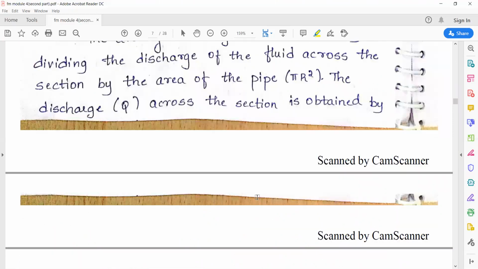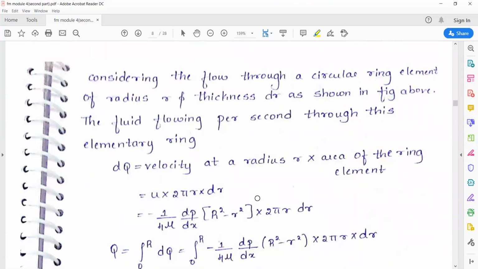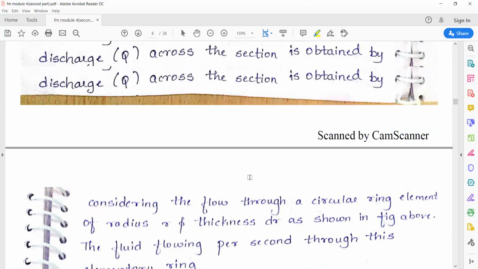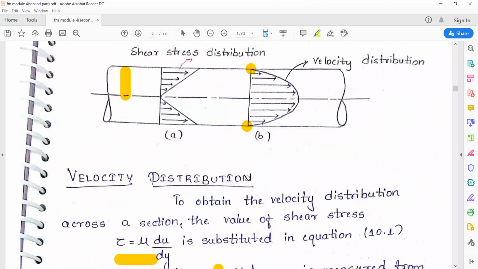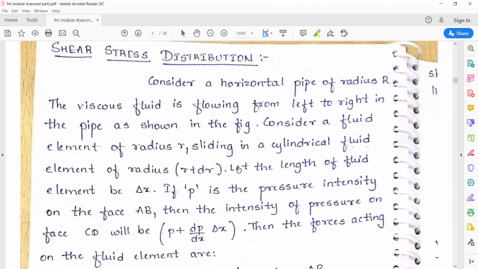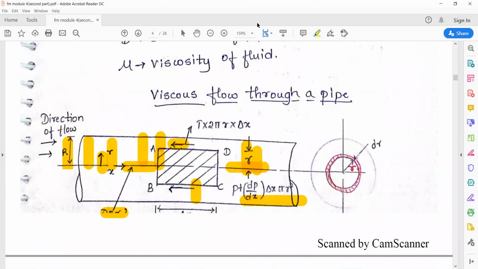Now, to find the expression for average velocity, they are considering a small circular fluid element, a small thickness of fluid element. You can see here, they have considered a small circular fluid element. It has got the thickness of dr. So in this they are considering a small thickness of the fluid element.